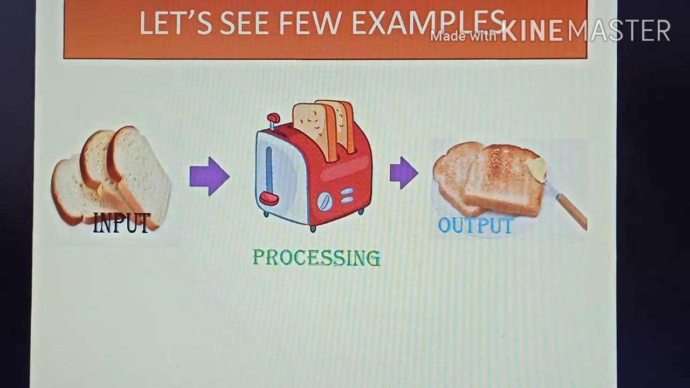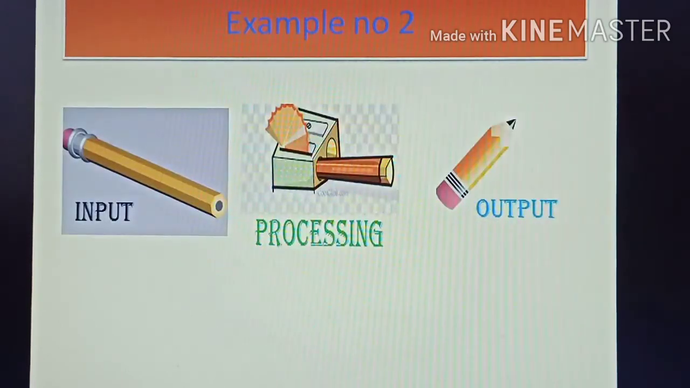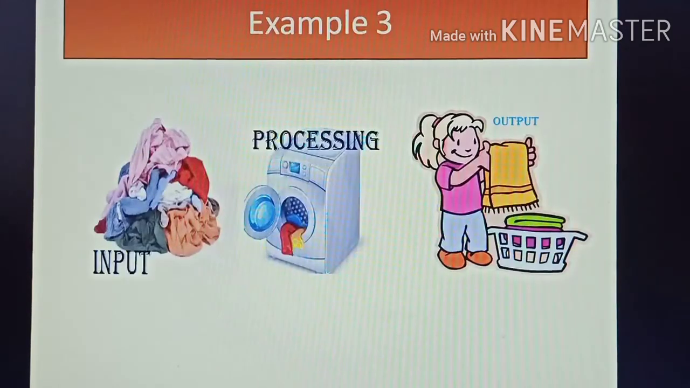Let's talk about a few examples from your daily life. First example, suppose you want to make toast. In input we give bread. It is processed in the toaster machine, and in output we get toasted bread. Now let us take example number 2. Suppose you have a new pencil. That will be input. Then we process it with the sharpener machine. Then in output we get a sharp pencil. Now you can write with the help of the sharp pencil.